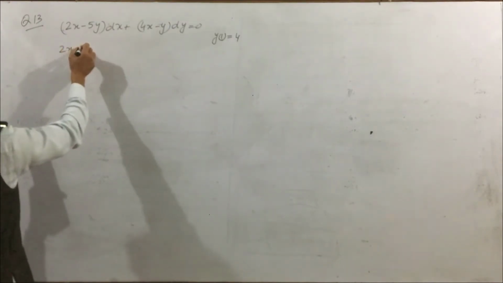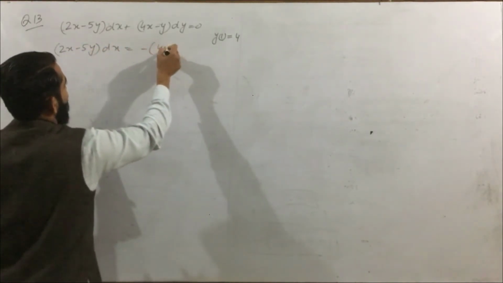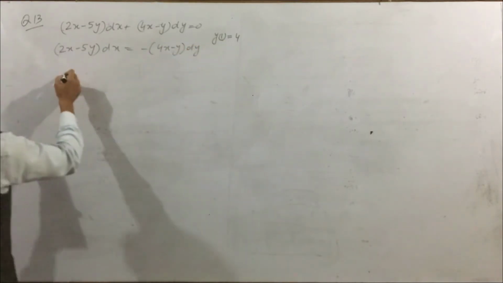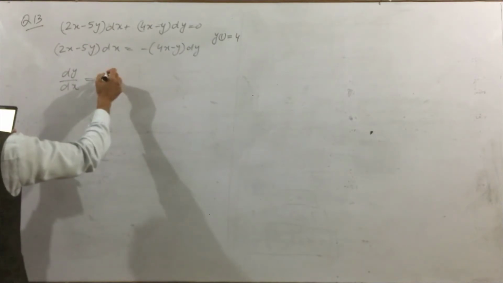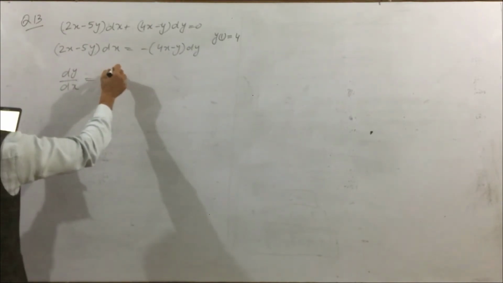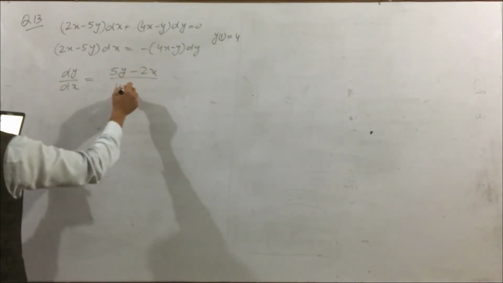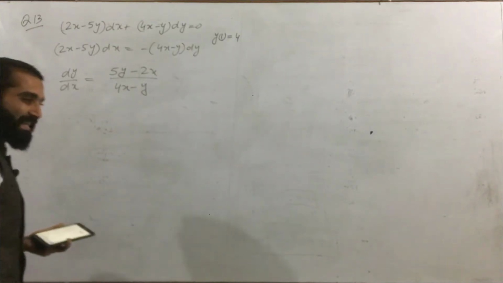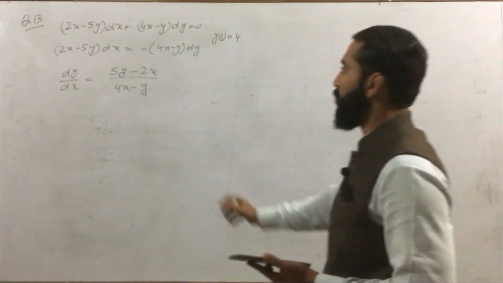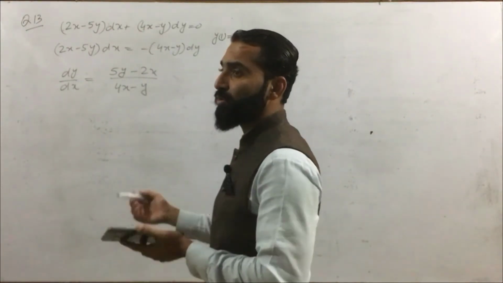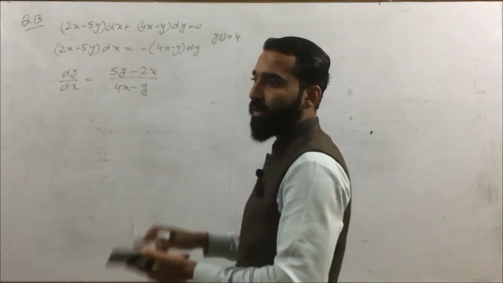We can write this equation as 5y dx is equal to minus (4x minus y) dy, which can be converted into dy over dx is equal to (5y minus 2x) divided by (4x minus y), which we can see from the equation is clearly a homogeneous differential equation. If we put x equal to tx and y equal to ty, we can take t common from the numerator and the denominator.